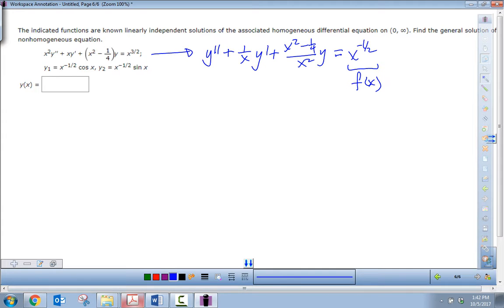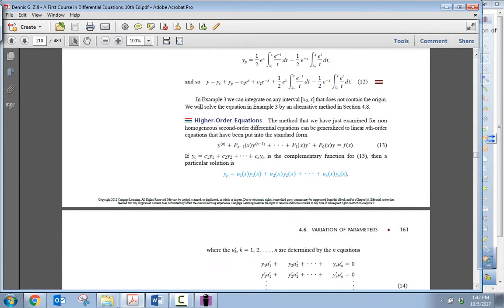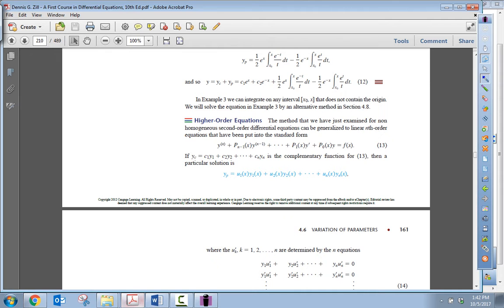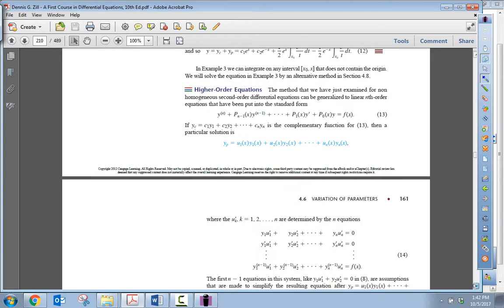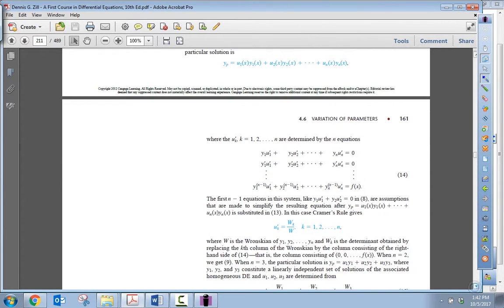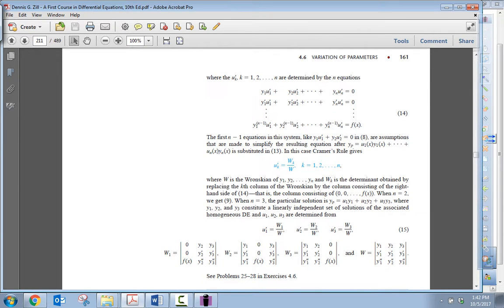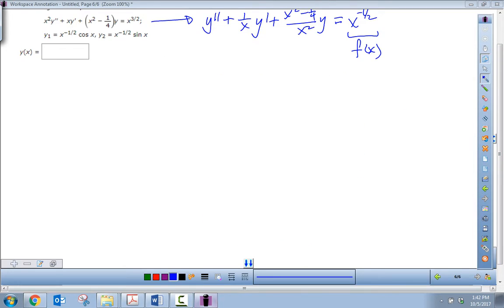Right, let me make sure. Method: examine the homogeneous differential equation and generalize. Just put it in standard form. It's complementary, then a particular solution is going to be given by this undetermined. So it looks like it should work. All right, let's go at it.